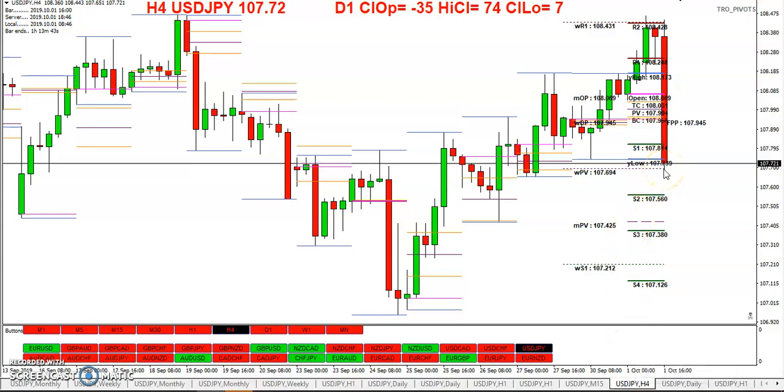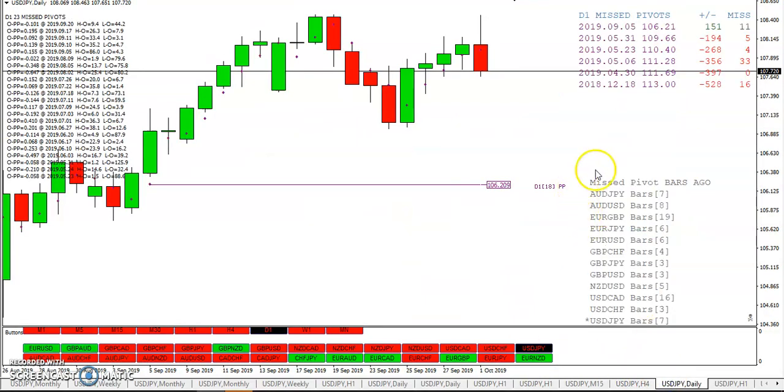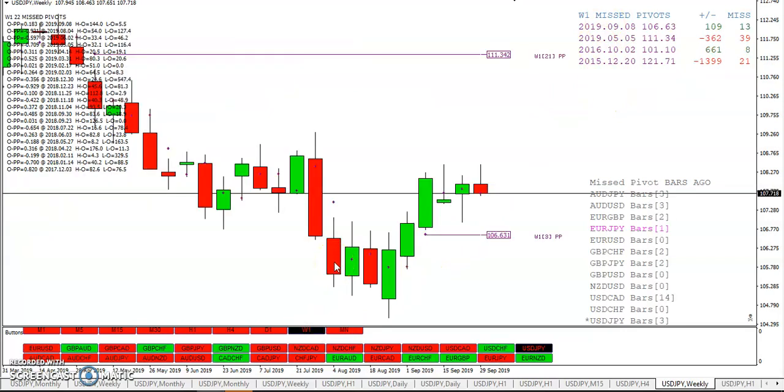Remember yesterday I mentioned something about the weekly pivot? Well, it hit the weekly pivot. That shouldn't amaze you. And here's the monthly pivot here. Because when we run the analysis, you see there's very few missed pivots. So on the weekly, there was actually a missed pivot here. In May, in September, 106.63, we've got a missed pivot in the weekly.